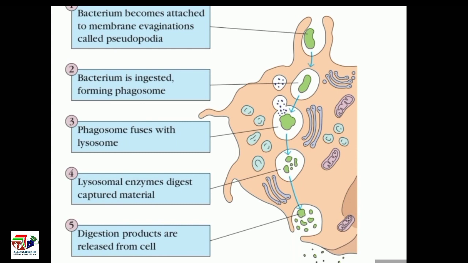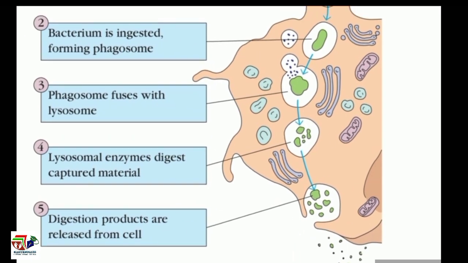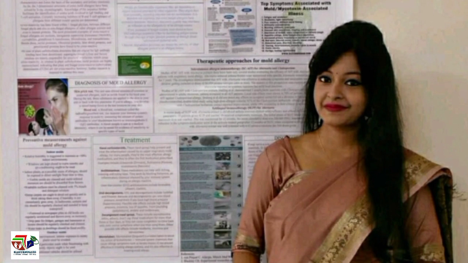And the third step is that this phagosome fuses with lysosome. Lysosome, we all know, is a cell organelle. So the phagosome fuses with the lysosome and forms a phagolysosome. This third step is not written here, but it is the phagolysosome. Next, the lysosomal enzymes, which are destructive enzymes, cause the digestion of the captured material. The bacteria which is captured, the lysosomal enzymes destroy it. And finally, the digestion products are released from the cell because these are harmful to the cell. So this is the total procedure of phagocytosis, which is the main defense mechanism of our body, or what we call innate immunity.